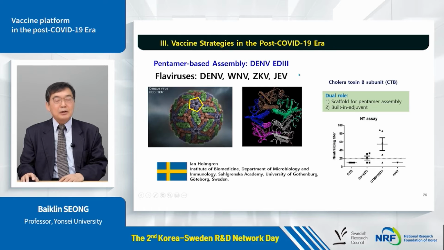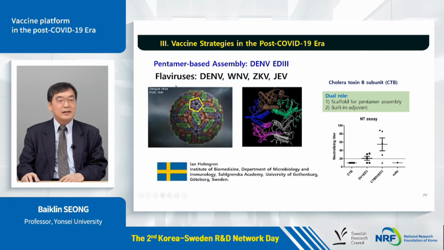I'd like to mention a subgenomic assembly, a so-called pentameric-based assembly, that could be applied for various types of vaccines against the flaviviruses, including dengue virus, West Nile, Zika, and Japanese encephalitis virus. That uses cholera toxin B as a scaffold for pentameric assembly.